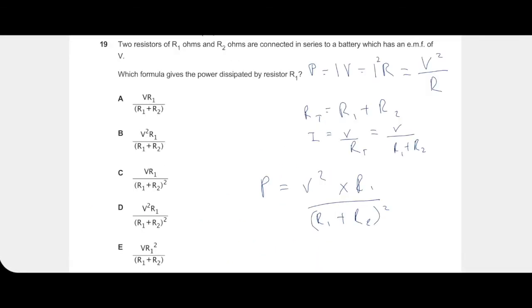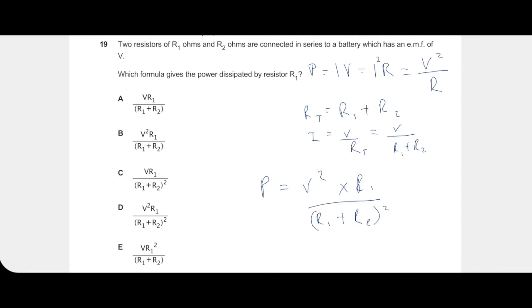Question number 19. Two resistors R1 ohms and R2 ohms are connected in series to a battery which has an EMF of V. Which formula gives the power dissipated by resistor R1? So this question is essentially testing your knowledge of circuits, and you need to know a lot of the physics equations, in particular the ones relating to power, current, voltage, and resistance. So you know that power is equal to current times voltage, which is also equal to current squared times resistance, which is equal to voltage squared over resistance.